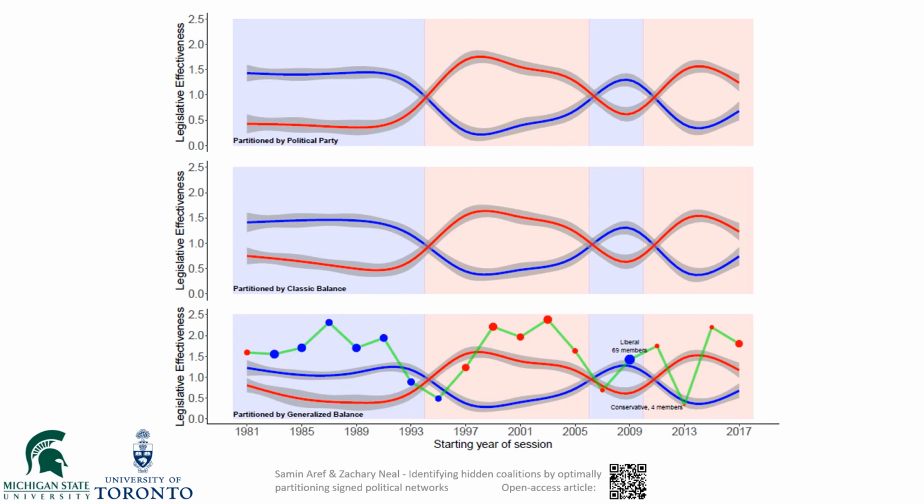However, when coalitions are defined by generalized balance, we observe something different. As expected, the liberal coalition is more effective in Democratic majorities, and the conservative coalition is more effective in Republican majorities. But members of the third coalition are almost always more effective than either. That is, using generalized balance to identify legislative coalitions allows us to detect an ideologically fluid coalition of super effective legislators.